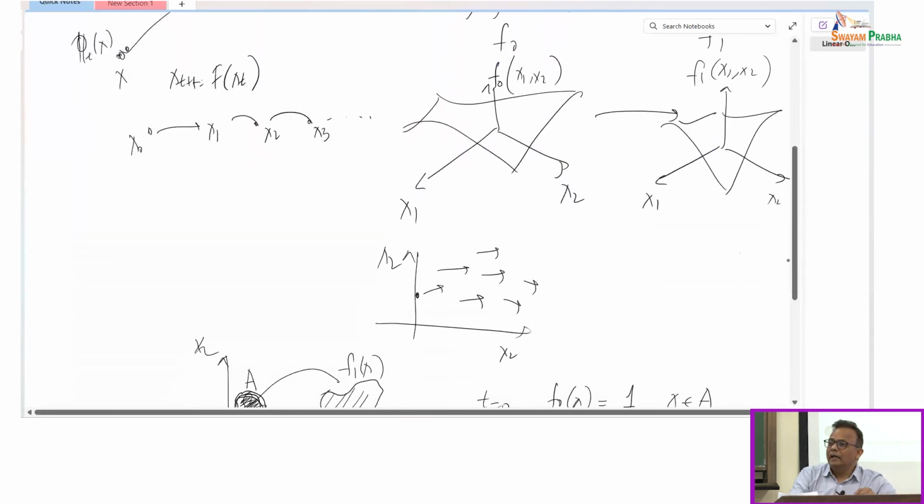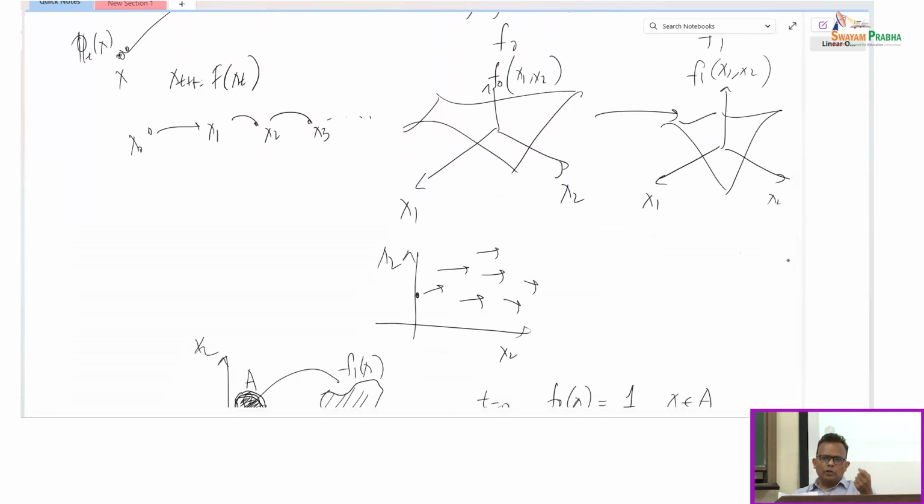The only difference is that instead of looking at the evolution of a single point, which is what you do in Poincaré's world, now we are looking at the evolution of not one point, but an ensemble of points. And an ensemble of points, in the limit of large numbers, becomes a function. Make sense?